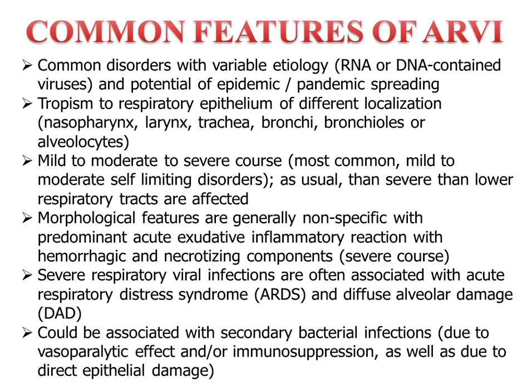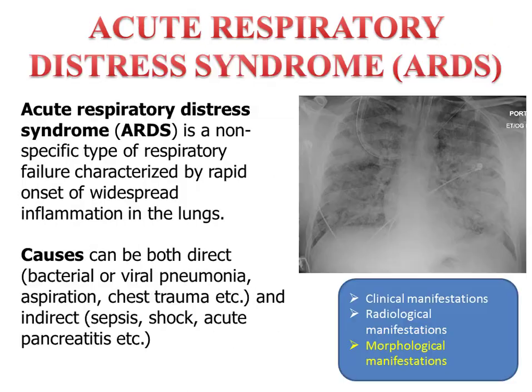Also, viral infections could be associated with secondary bacterial infection that happens due to vasoparalytic or immunosuppressive effects, as well as due to direct epithelial damage. So let's discuss initially, before we talk about the particular viruses, those common features. And let's start from one of the most severe manifestations, which is acute respiratory distress syndrome.